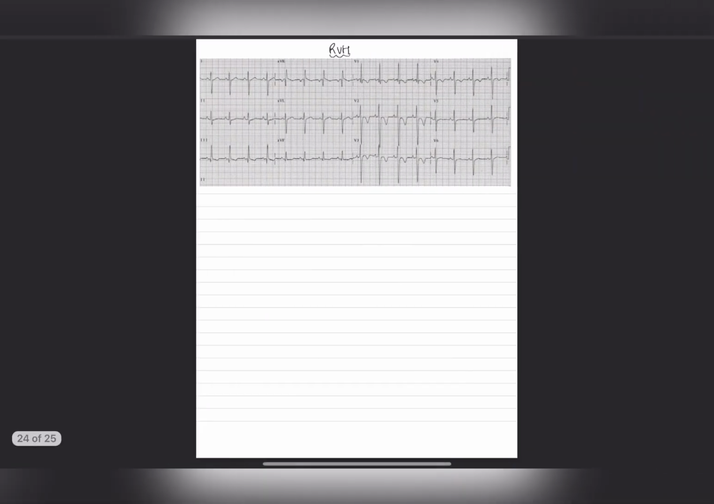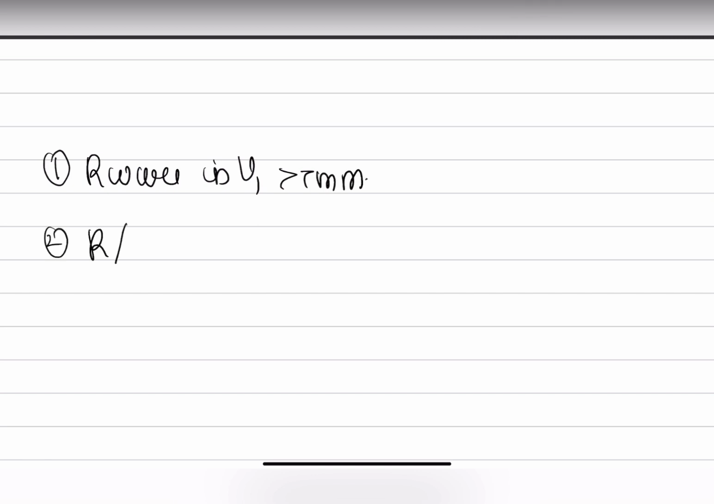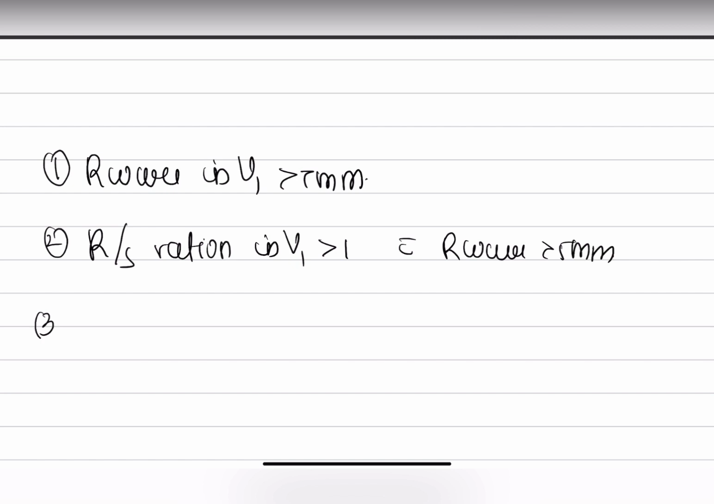Okay, now we go to the RVH. So what is the criteria for RVH? First, we have to know that if the R wave in V1 is more than 7 mm, or if the RS ratio in V1 is more than 1 with R wave more than 5 mm. Then the third thing is right axis deviation, and then R wave.